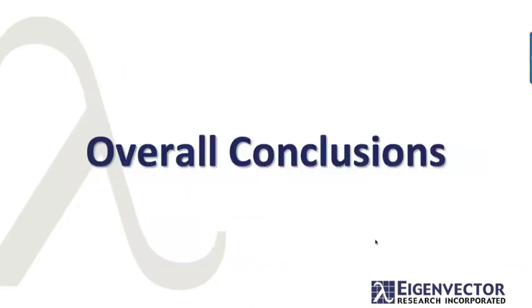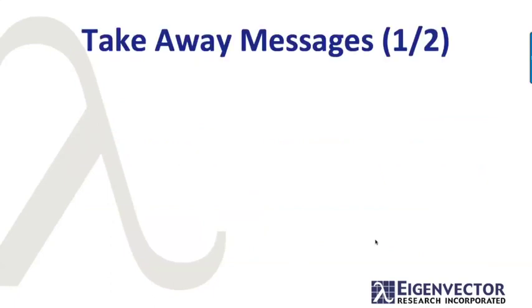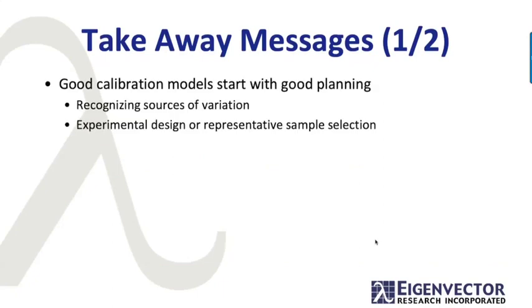Okay, so we're at the overall conclusions phase of this. There's just a few takeaway messages I hope you got out of this. One is that good calibration models start with good planning. Recognize your sources of variation that you're going to have to incorporate into your model that it's going to have to deal with. Do an experimental design or representative sample selection.